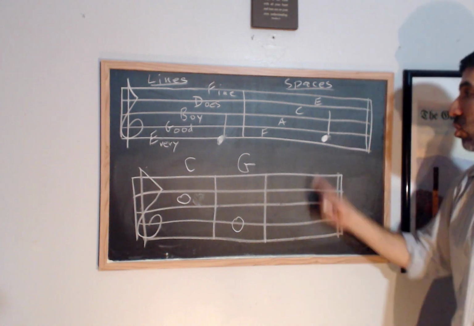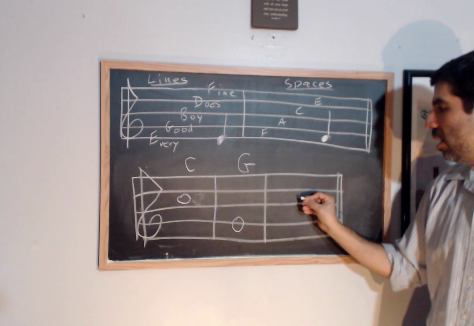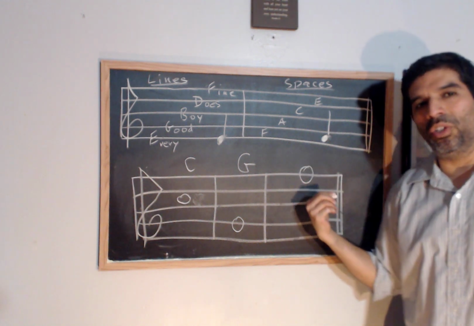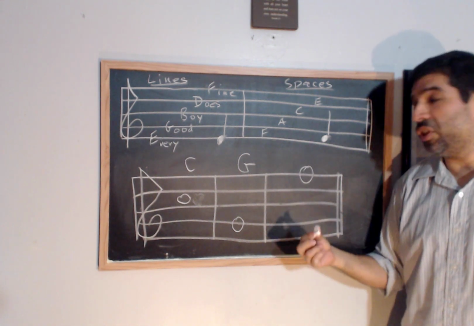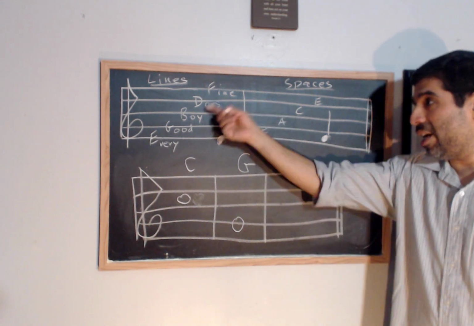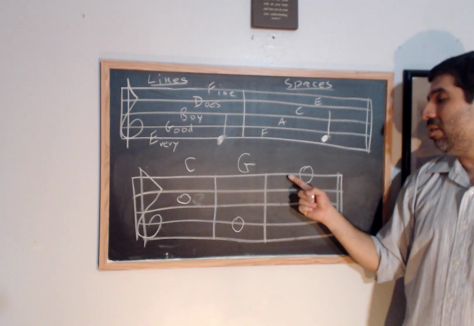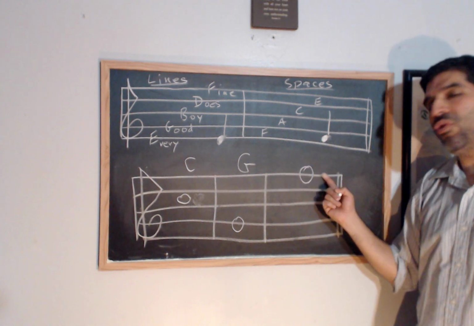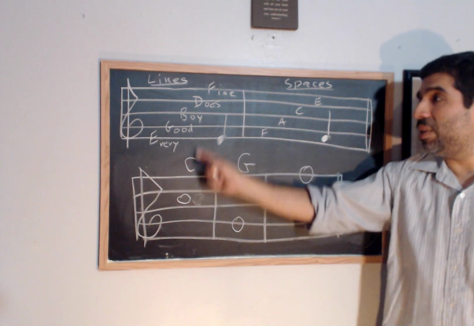And let's do our last one right over here. Let's do this note right here. There's our whole note in the last measure. Now, is it a line note or is it a space note? I think you know what I'm going to say, right? The top line runs right through that last whole note. Therefore, it must be a line note.